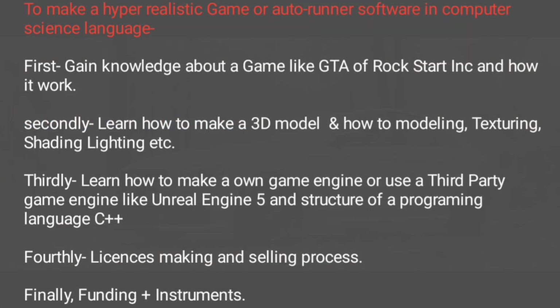In this video, to make a hyper-realistic game or auto runner software in computer science language. First, gain knowledge about a game like GTA of Rockstar Inc. and how it works. Secondly, learn how to make a 3D model and how to modeling, texturing, shading, lighting, etc. Thirdly, learn how to make your own game engine or use a third-party game engine like Unreal Engine 5 and structure of a programming language, C++.